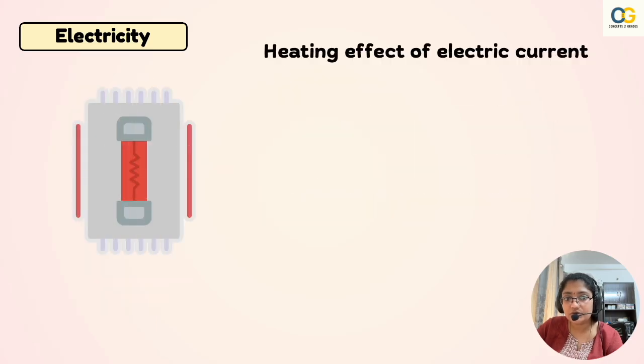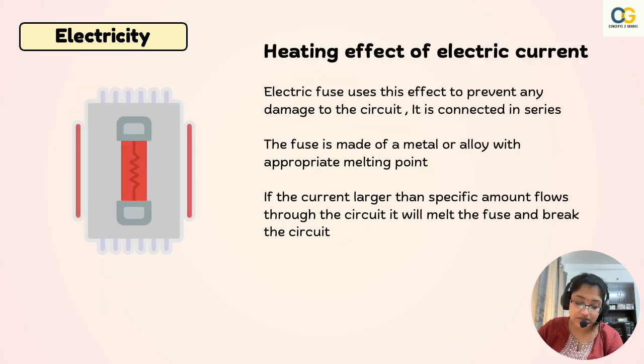Now coming to the electric fuse, which is used to prevent any damage in the circuit. It is usually connected in series. So it is basically a wire of an alloy which has a suitable melting point. So if a current larger than a specific amount comes through the circuit, that fuse will melt and it will break the circuit, which will protect all other appliances. We will learn more about fuses in the next chapter as well.